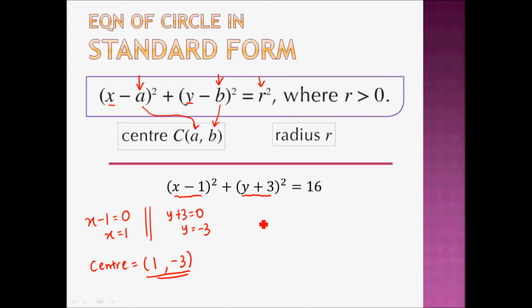Next, if I need to find the radius, I need to use the value 16. Based on the standard form above, the right-hand side of the equation should be in the form of r squared. Here we do not have a squared, but 16 is actually 4 squared. Hence, my radius can be determined by taking the square root of 16, which equals 4 units.